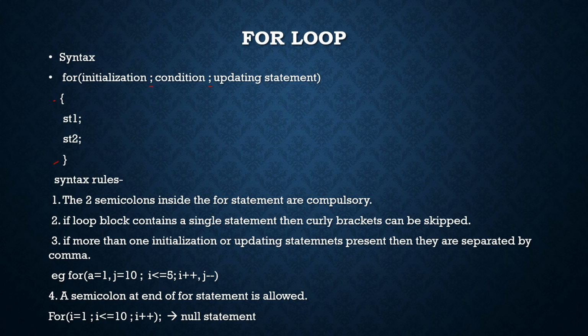If you give a semicolon at the end of the for statement, that means it is a null statement. That means the for block does not have any body. It is not going to execute the body of the statement. So if you give a semicolon here, only the initialization will be done, the condition will be checked, and then the updating statement will be executed. Again it will come back to the condition part. Let's see the working principle, how it works.